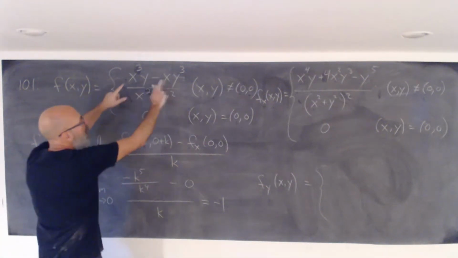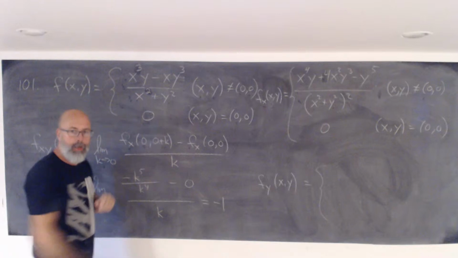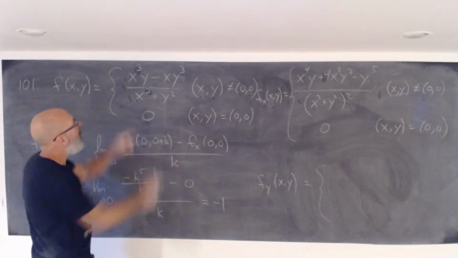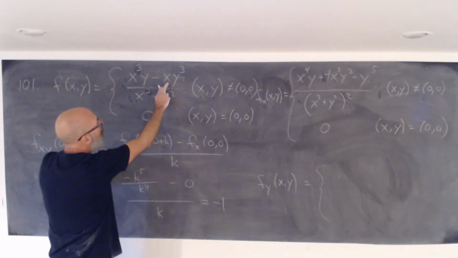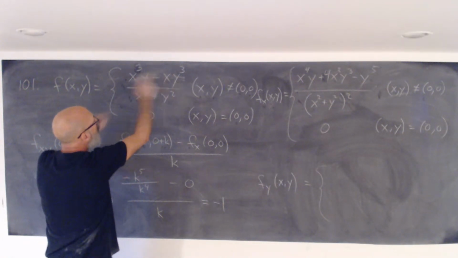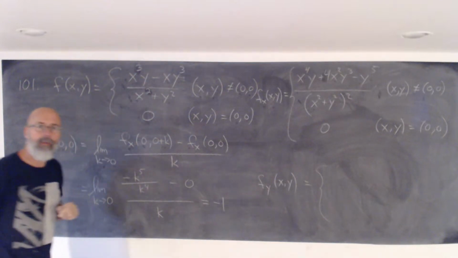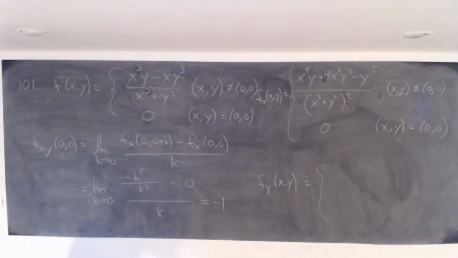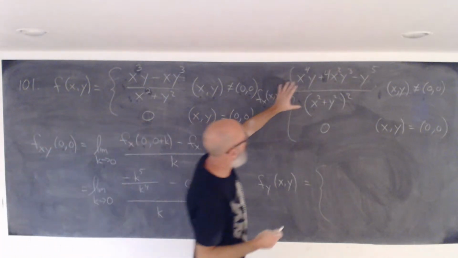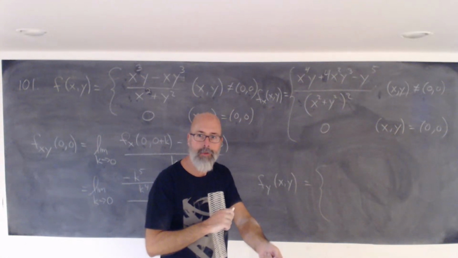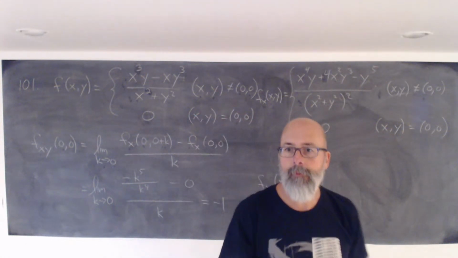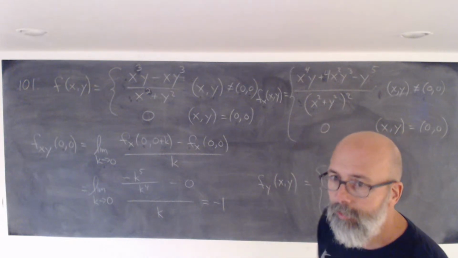Notice that if you interchange x and y, the denominator stays the same. Here, this becomes y cubed x minus y x cubed, which is really the negative of this function. So the derivative with respect to y is going to be the negative of this derivative with the x's interchanged with y's. Well, you can do that. That's fine.